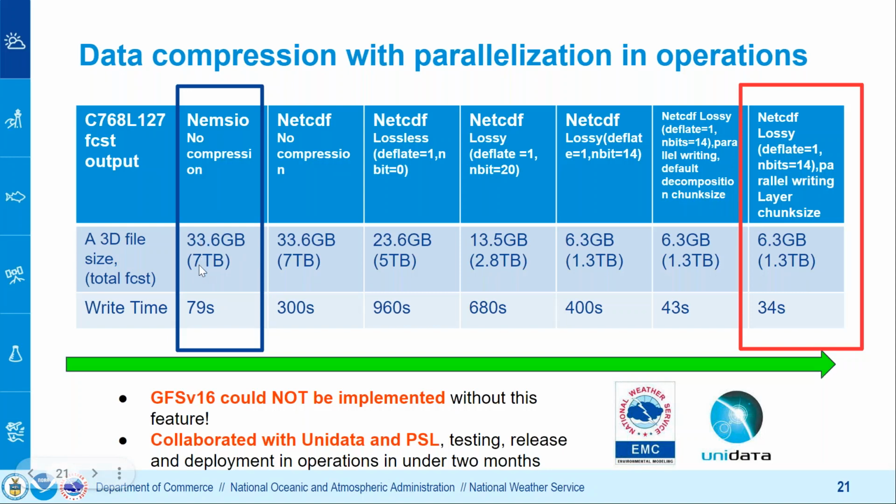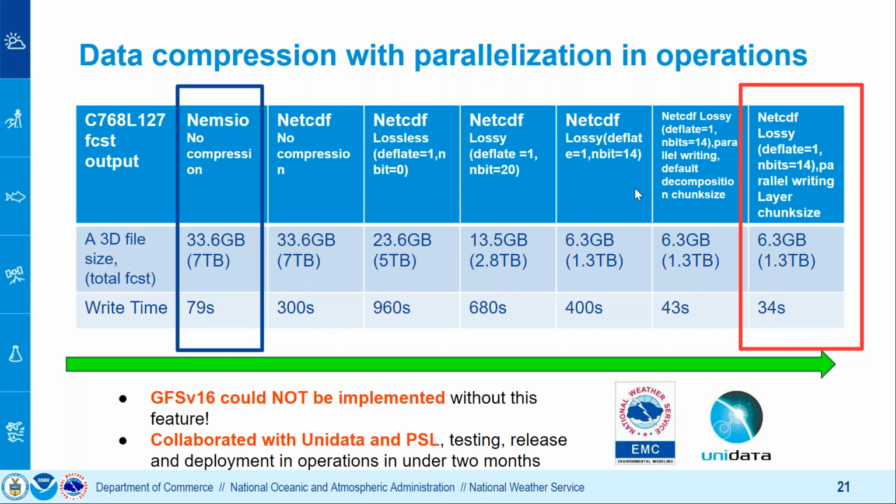So for us in operation, we run 4 cycles, and the total data for 1 day would be 7 TB. Writing out each of these files takes 80 seconds. And we were looking into transitioning to a community standard NetCDF file without compression. We got the running time, and the writing time is really big. So we compressed the data.